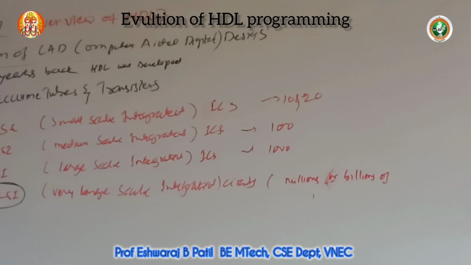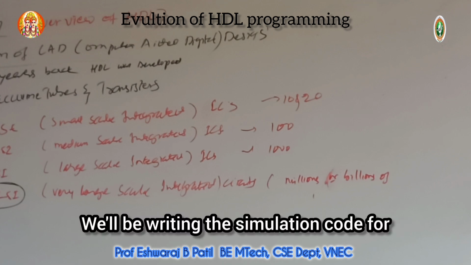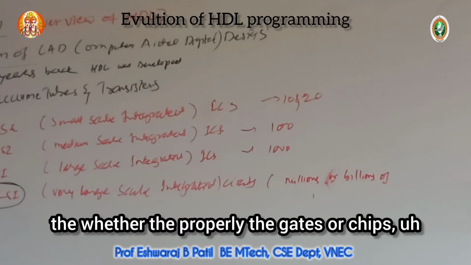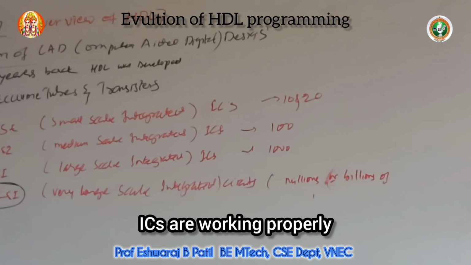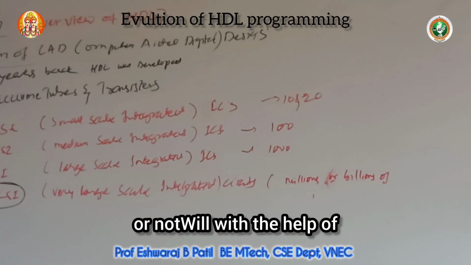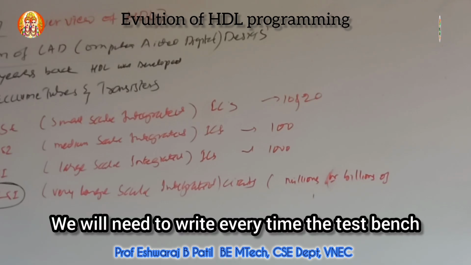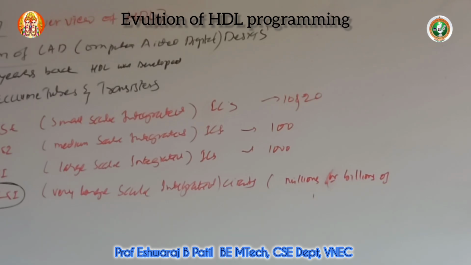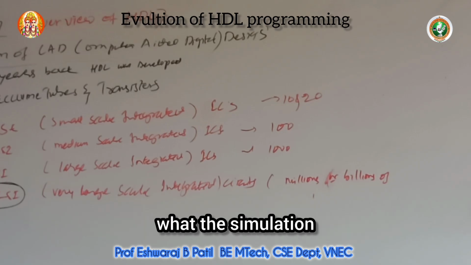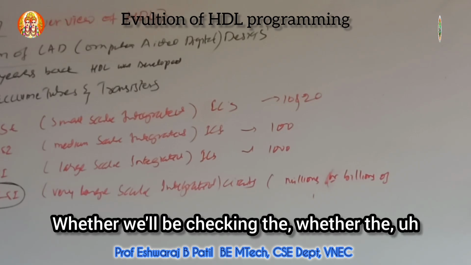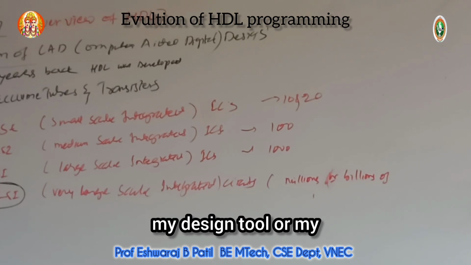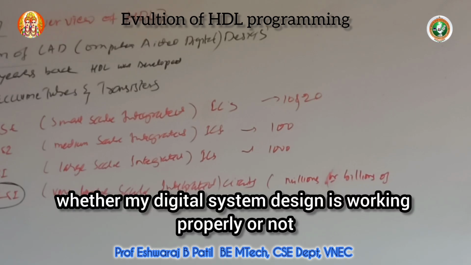Simulation, we will be checking each and every time. We will write the simulation code to check whether the gates or chips, the ICs, are working properly, with the help of the simulator or the test bench. We need to write the test bench every time. Writing the test bench is what we call simulation. We check whether my design, my digital system design, is working properly or not.